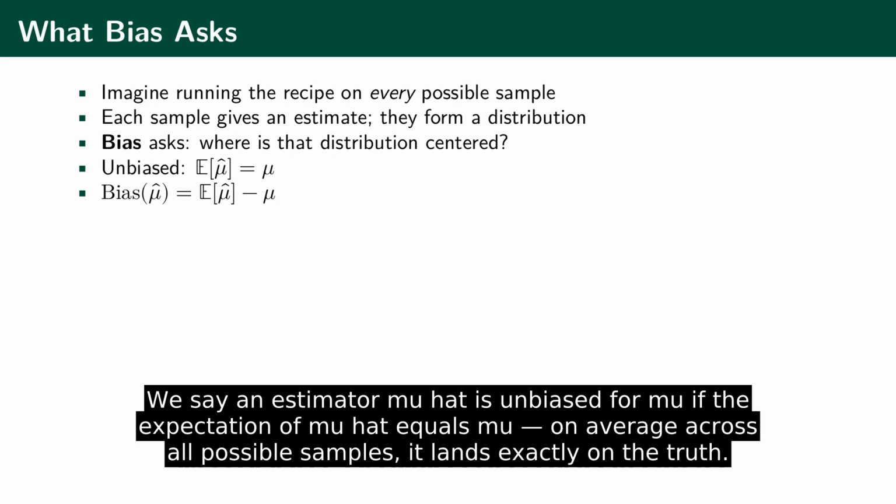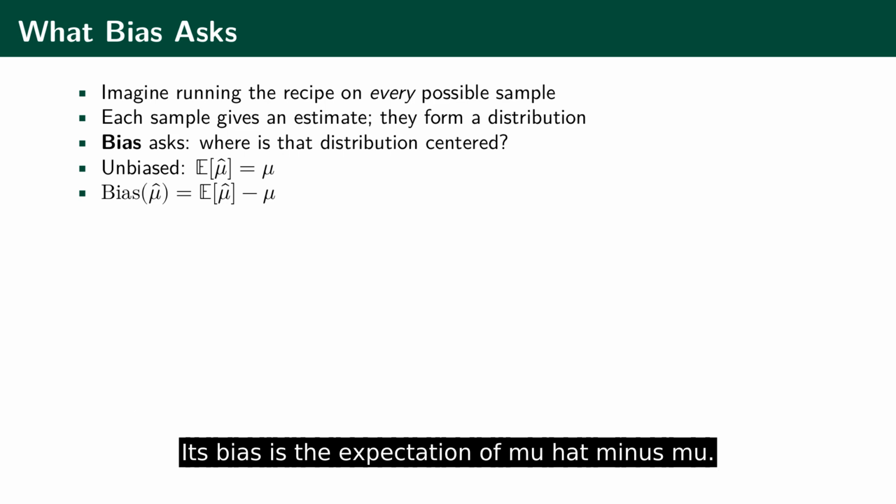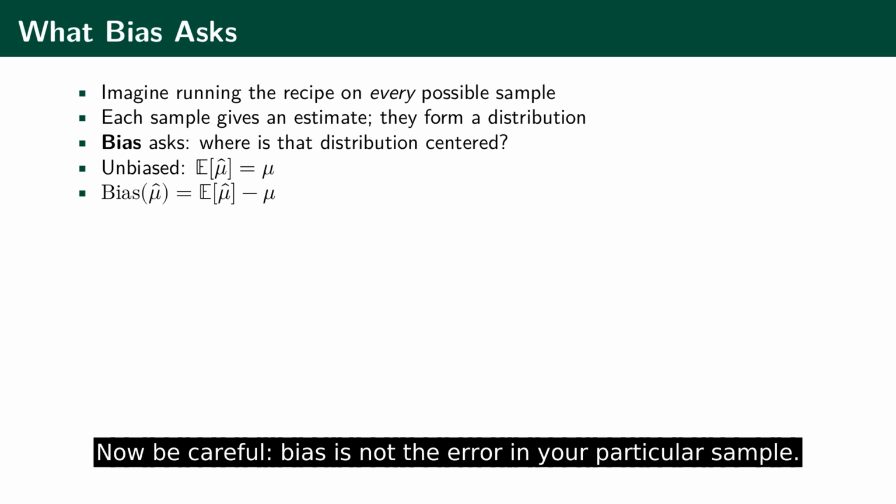We say an estimator mu hat is unbiased for mu if the expectation of mu hat equals mu. On average, across all possible samples, it lands exactly on the truth. Its bias is the expectation of mu hat minus mu.